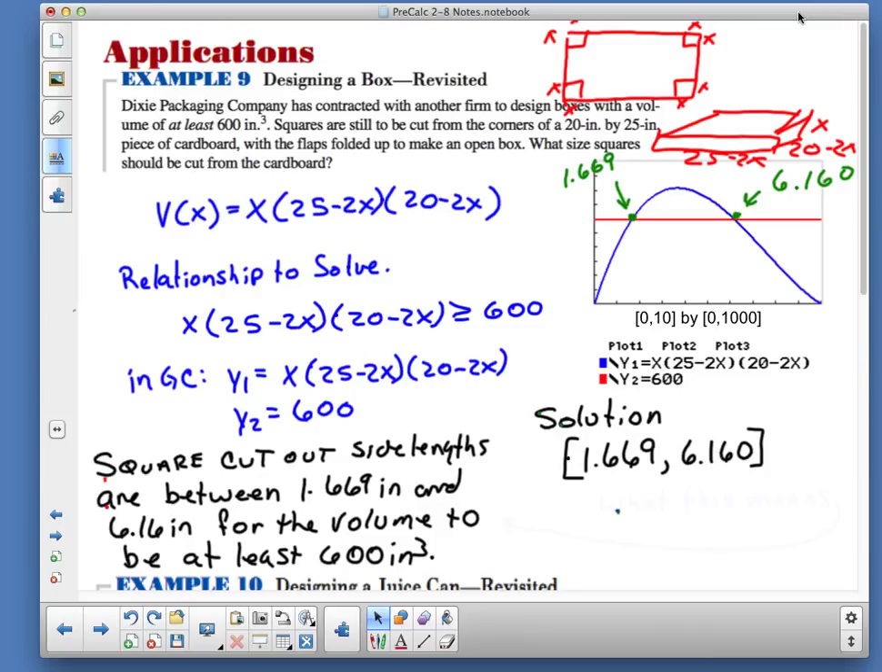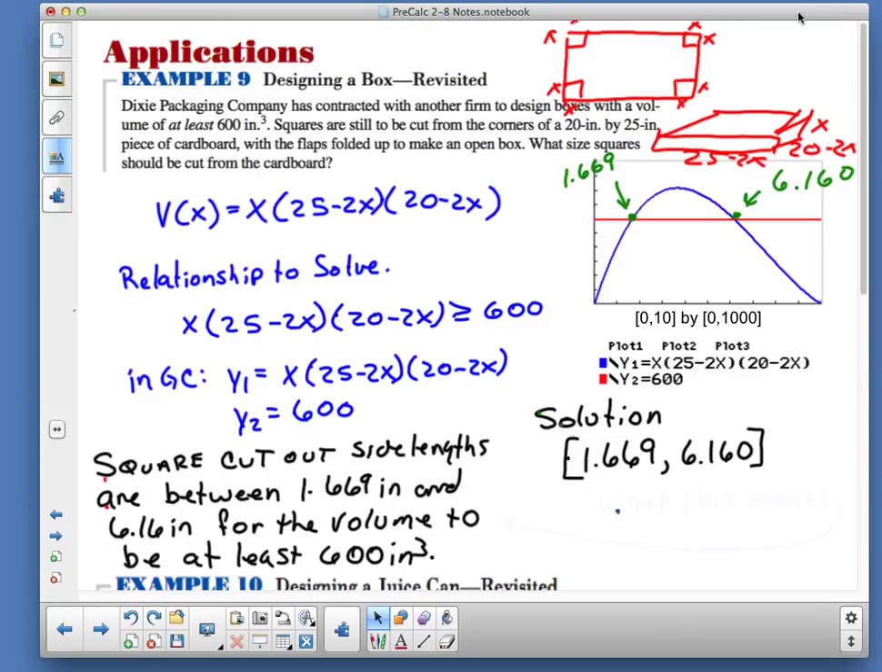Is there any clarification on this with my inequality? Are you okay with how I decided my box would have this volume? And are you okay with the relationship we've got to solve, that it's got to be at least 600, which means it's greater than or equal to 600? Okay.